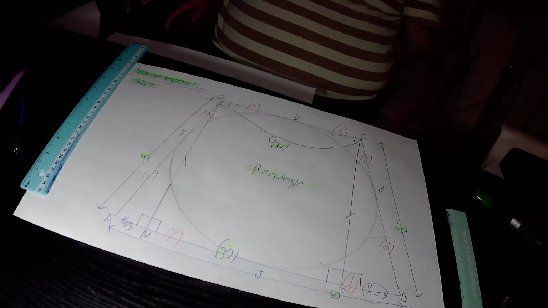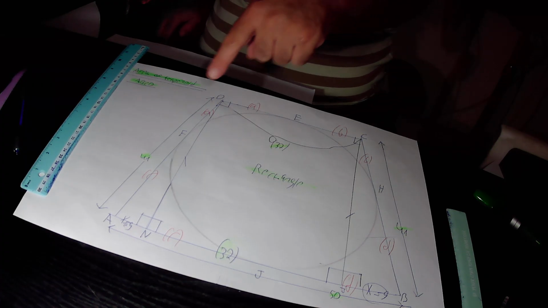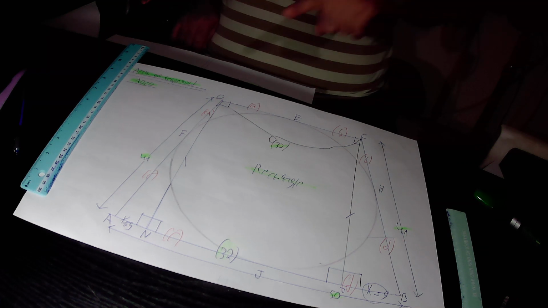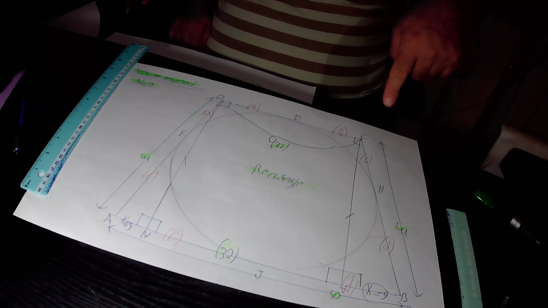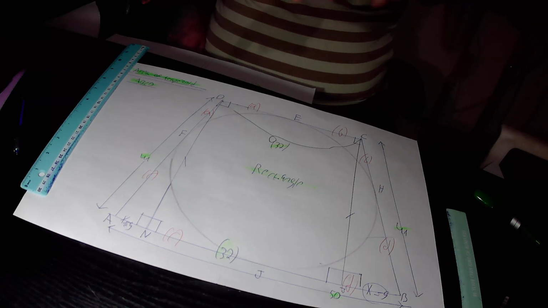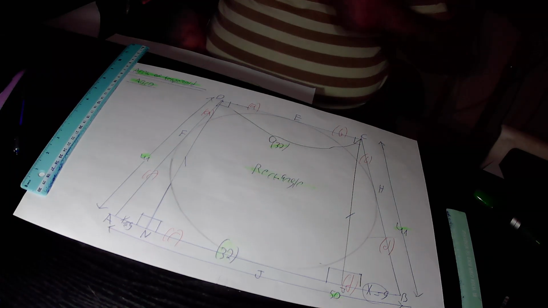In the next step, we define the point of tangency of tangent DA with this circle, this point F. We define the point of tangency of tangent DC with this circle, this point E. We define the point of tangency of tangent CB with this circle, this point H. And finally, we define the point of tangency of tangent AB with this circle, this point J.